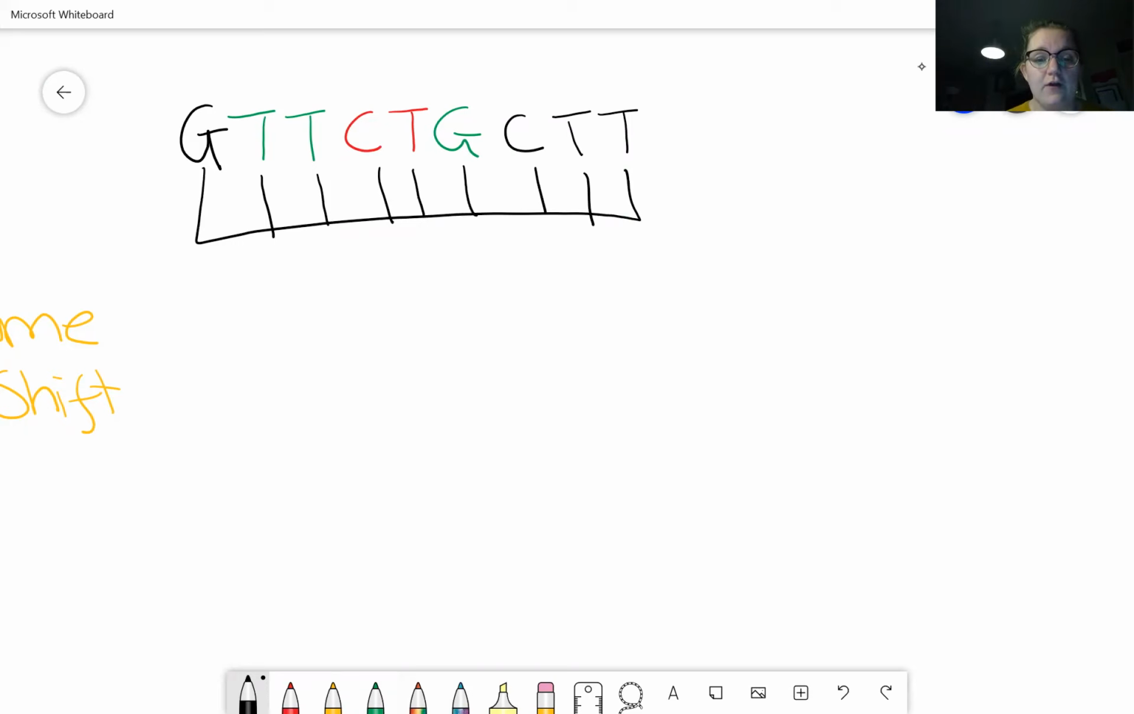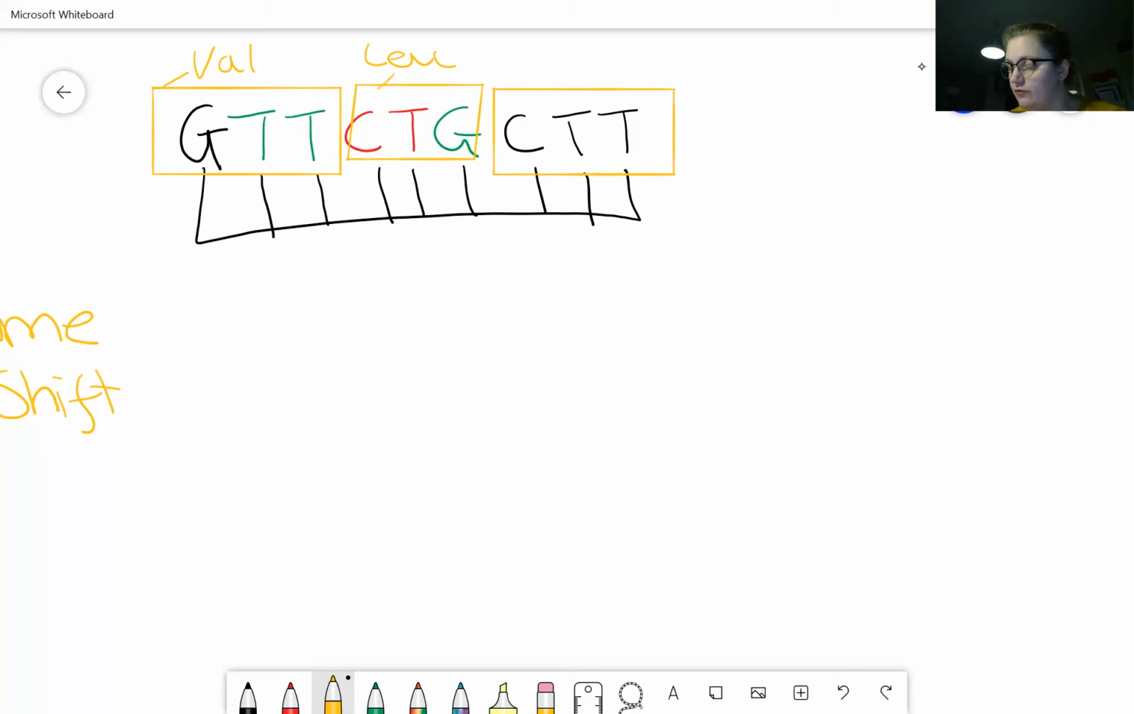I'm going to find, using the genetic code, what amino acids each one codes for. So we've got GTT, and GTT codes for valine, VAL. We've got CTG. CTG codes for leucine. And then CTT codes for leucine as well.